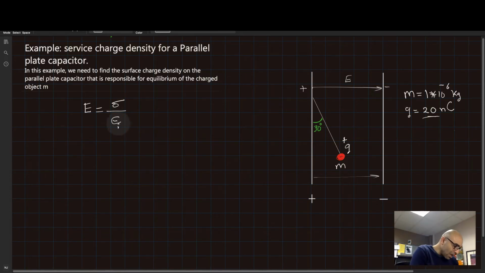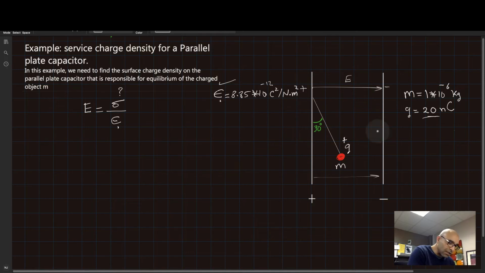Epsilon 0 is something that should be given to you all the time. So epsilon 0 is equal to 8.85 times 10 to minus 12 coulomb squared per newton meter squared. So this is always given. However, we need to find the surface charge density, and it is unknown. To find it, we need to know the electric field.